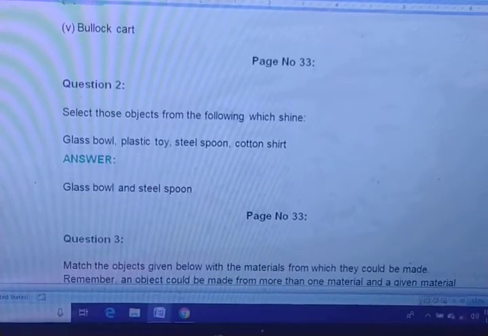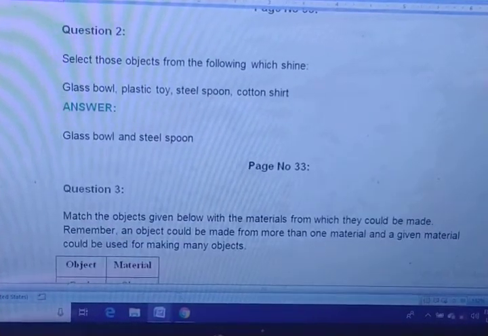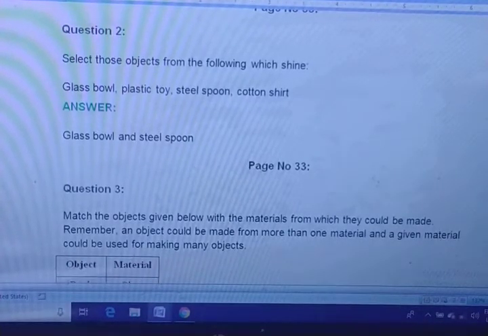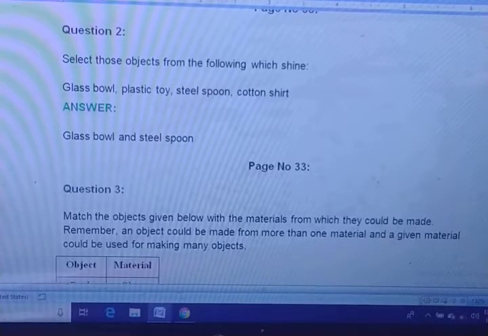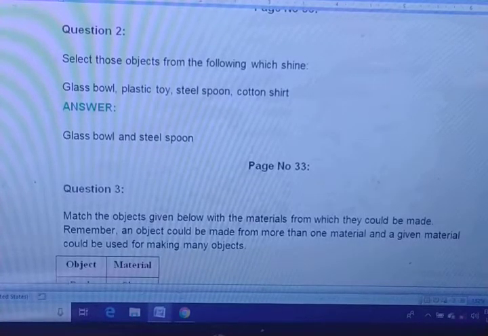Question number 2. Select the objects from the following which shine: glass bowl, plastic toy, steel spoon, cotton shirt. Can you tell me which objects will shine? Shining property. Which objects do have shining property? You know very well, a glass bowl, glass also shines when it comes in front of sunlight, and a steel spoon, it is just like silver, so it also shines.